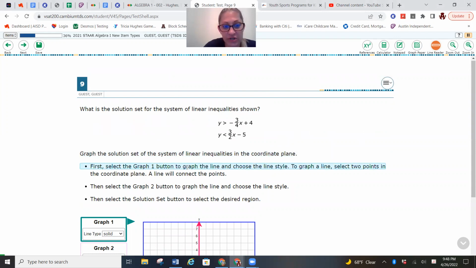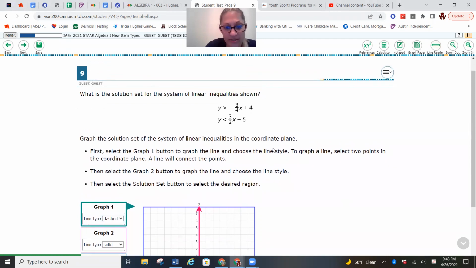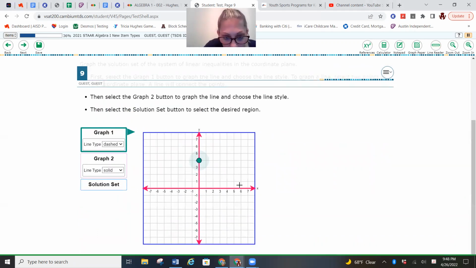First, select the graph number 1 button. Here's graph number 1. What kind of line is y is greater than negative 3 over 4x plus 4? Well, first of all, a greater than sign is a dashed line. And I'm going to graph this starting at positive 4. And I'm going to go down 3 over 4. Down 3 over 4. There it is.